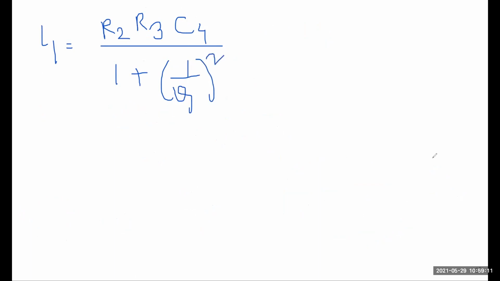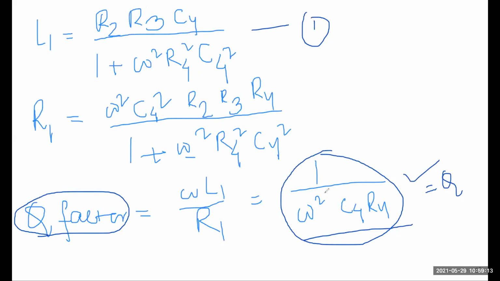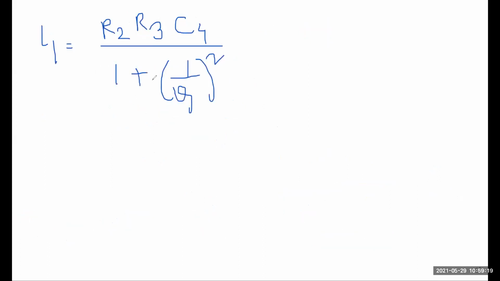Just check whether I have written right or wrong. I have just replaced the value of Q here in L1 and squared it, okay, 1 by Q whole square. So for the greater value of Q, the 1 by Q is neglected, because I told you we need to find out your high quality factor. So for greater value of Q you can neglect this term and we can directly write L1 equals to R2, R3 and C4. Okay, so this is my required equation.